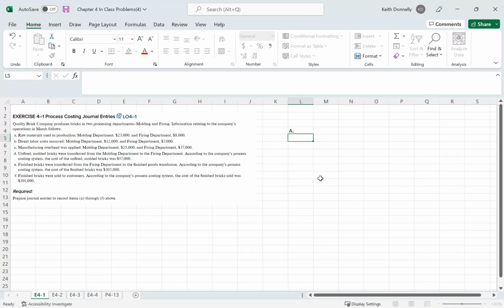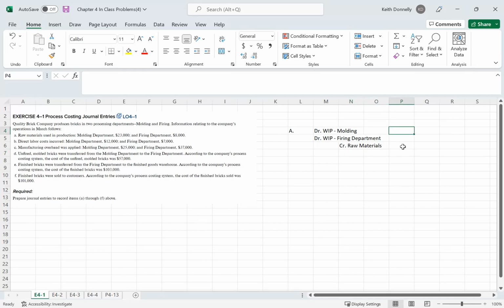And A, if we look at it, says raw materials used in production. In the molding department, there were 23,000. In the firing department, there were 8,000. So what we're going to do here is debit WIP for the molding department, debit WIP for the firing department, and then credit raw materials. And it looks like it's going to be 23, 8, and then 31.